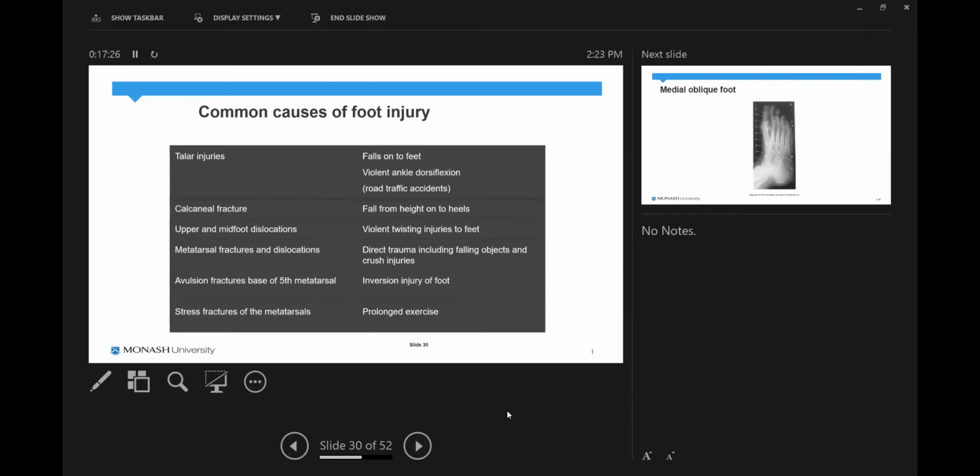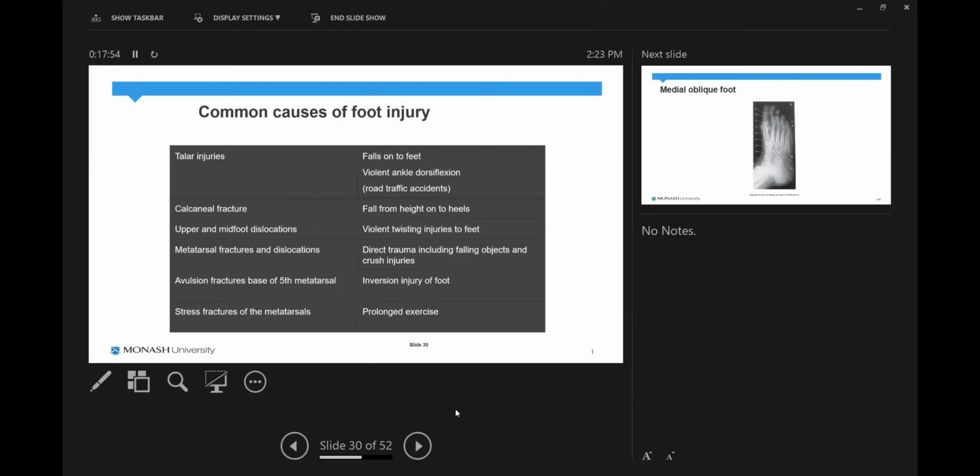There are a number of causes for foot injury. So talar injuries can occur when you fall from a height onto your feet, or if there's a violent ankle dorsiflexion, which can happen with car accidents. Calcaneal fractures, as mentioned already, quite often occur because of a fall from a height. Now, upper and midfoot dislocations are when there's severe twisting of the foot, and again, car accidents could be one of those.